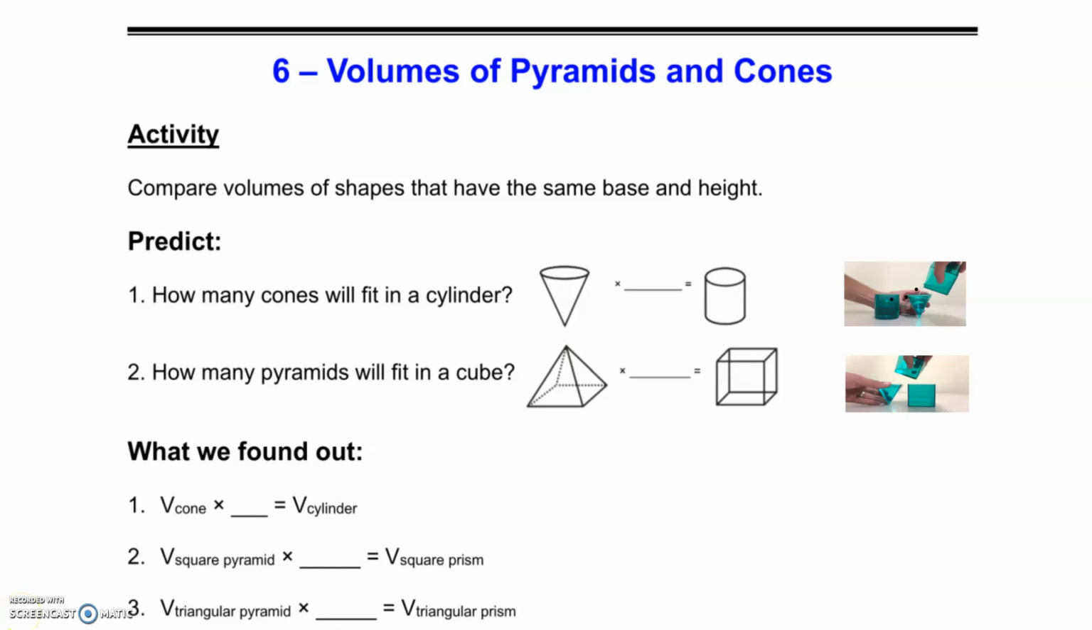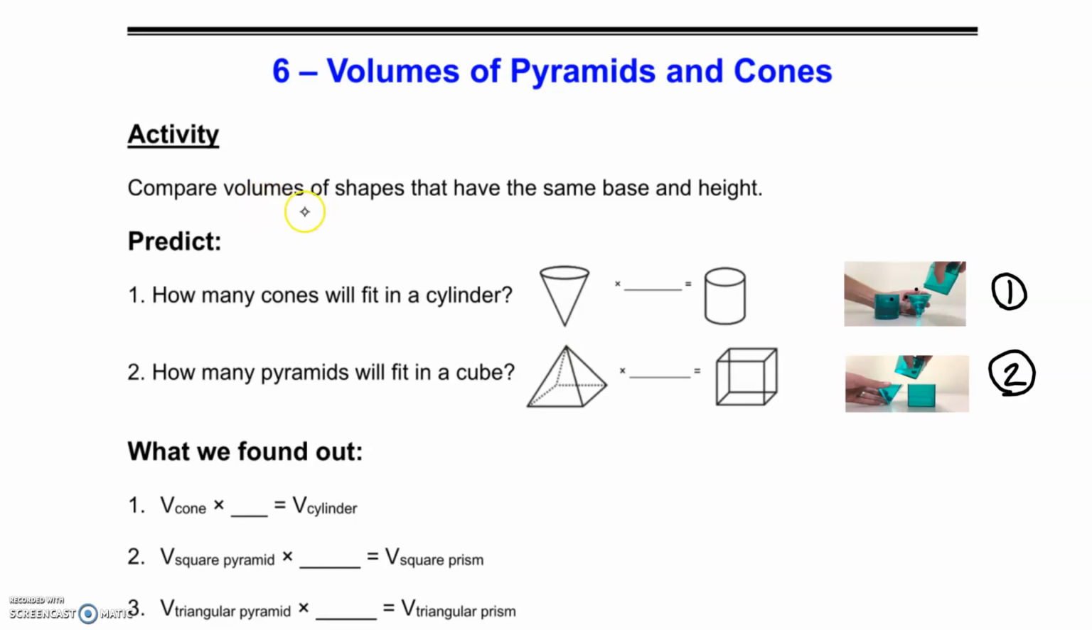This is lesson 6, and we're going to look at the volumes of pyramids and cones. Now, I asked you to watch 2 videos, and I have the images over here on the right. So the first video involved cylinders and cones, and the second video involved a square-based pyramid and a rectangular prism. Now, if you were in class, I would have done this with you live, but you're not, so that's why I had the videos for you to watch.